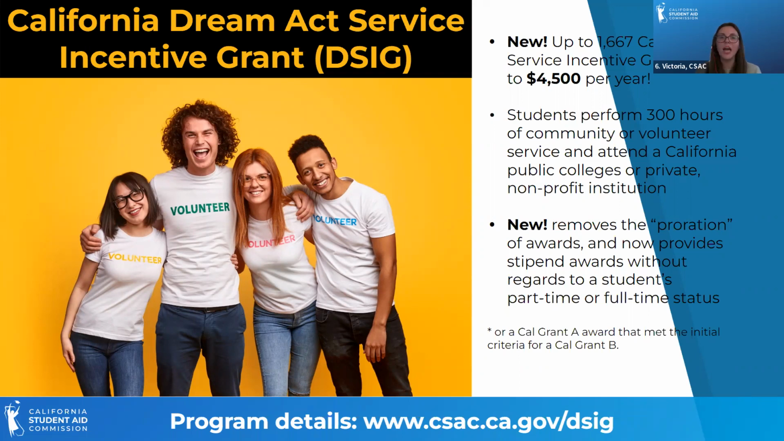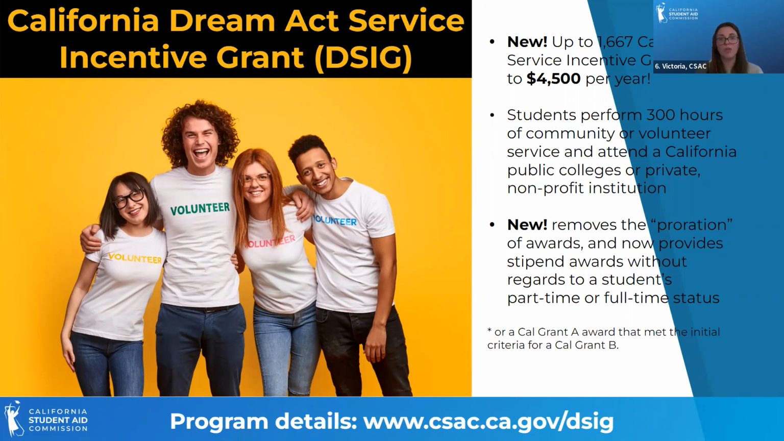So this is a program where CADA filers who are eligible for the Cal Grant B can receive up to $4,500 by performing community or volunteer service hours. So luckily, they don't need work authorization for this program. It's community volunteer based, and then they're receiving a stipend through this award. And so they have to perform 300 hours of community or volunteer service.